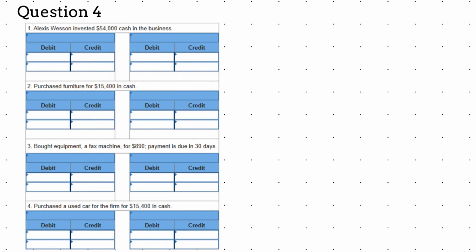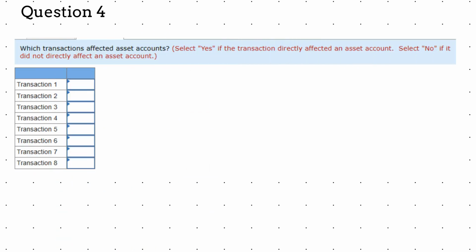Here we go. Let's first put the account name cash on the first account. And enter the amount of $54,000. Next, let's enter the name for the capital account and the credit of $54,000. For this last part, you need to enter a yes or a no to the question whether the transaction directly affected an asset account. Let's talk about the first transaction where Wesson invested $54,000 into the business. The business received money and we debited cash. Cash is an asset. So, we need to enter a yes for transaction number 1 because the transaction directly impacted an asset account.